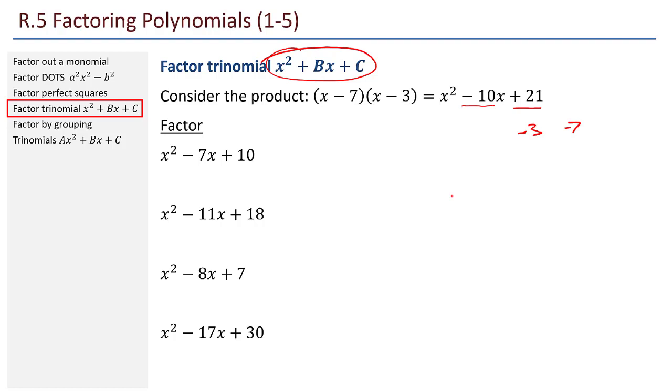All right, let's try these problems now. In all of these situations, notice I have the negative before my middle term and the positive before my last term. All right, so two numbers whose product is 10. How about 2 and 5? 2 times 5 is 10, and negative 2 minus 5 is negative 7. So the factorization is x minus 2, x minus 5.